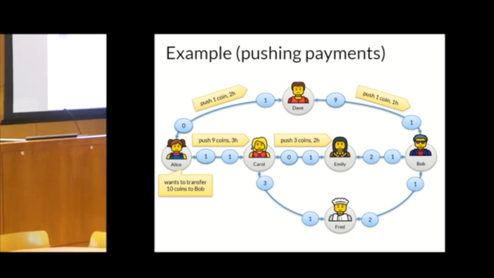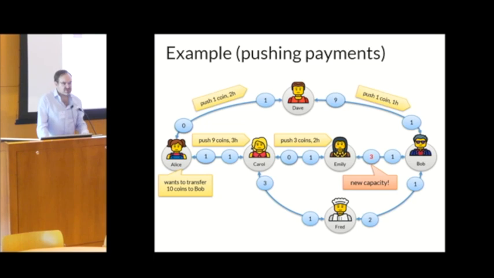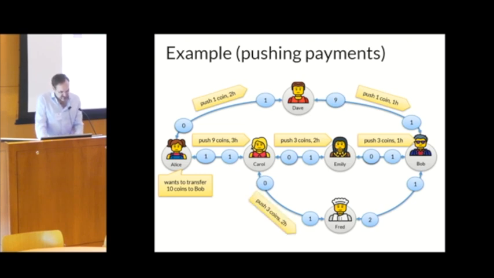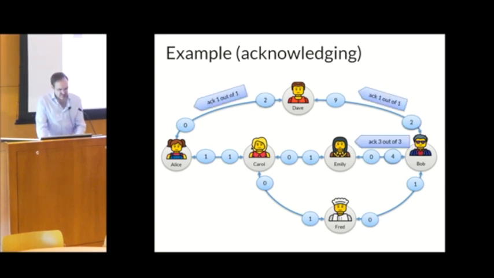in this channel, but say miraculously new capacity appears because maybe some other transfer was completed. So now Emily can push this coin further. Now Carol can push 3 coins to Fred, and say Fred pushes 2 coins. And then, after this pushing, we have acknowledgements where payments are acknowledged backwards.